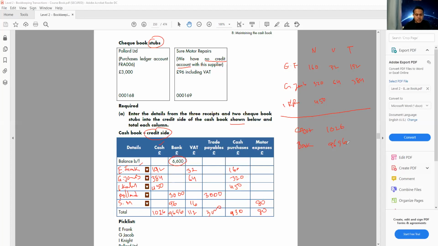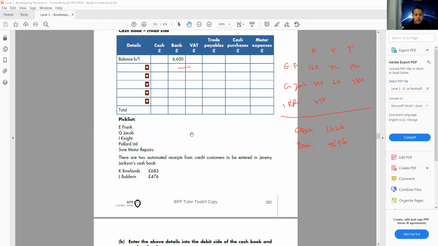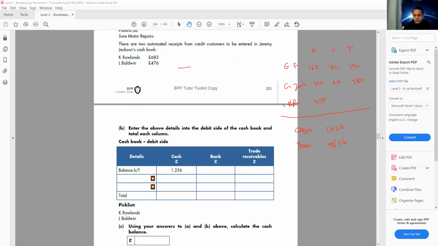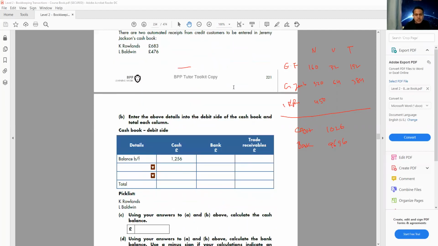So let's have a look. Now, what does the rest of the question say? So our cash book credit side is now up to date. Now we'll look at the cash book debit side. Here we have all the money we have paid to the supplier, or paid for some other reason. That's why it comes to the cash book credit side. Now we're going to see how much we actually received. So let's have a look at that.